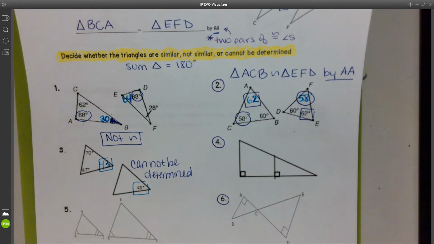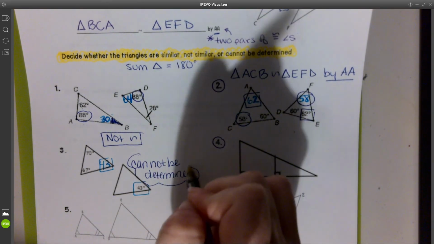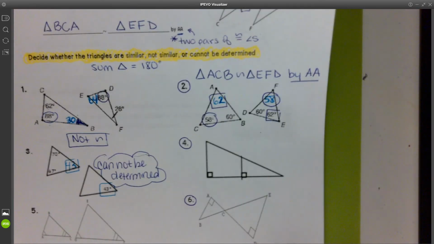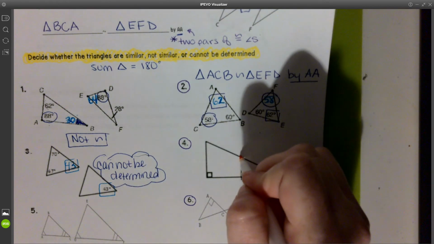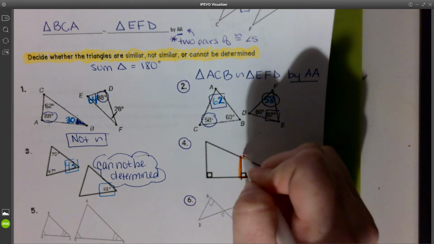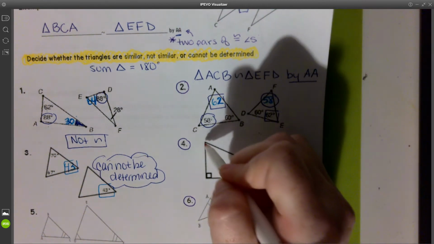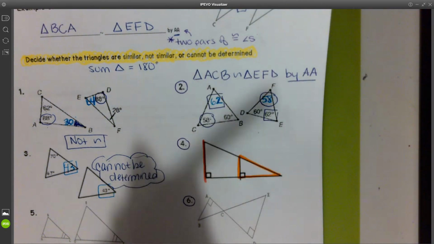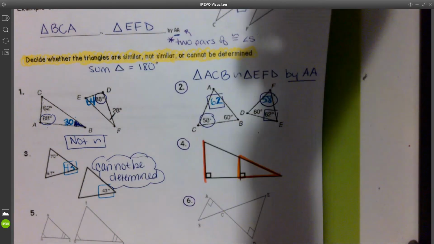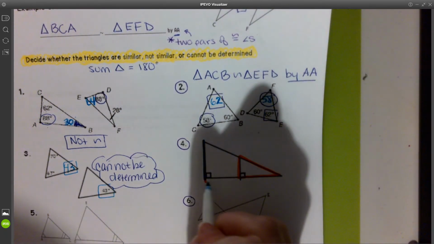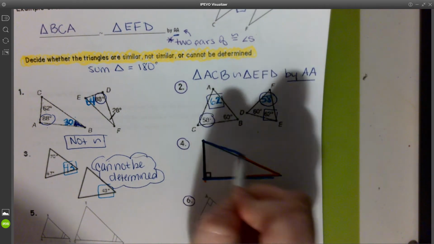All right, let's look at number 4. So number 4, there are 2 triangles in this picture. The first one is this triangle here. I would recommend highlighting it. The second triangle, let me get a different color. The second triangle is here, the larger one.